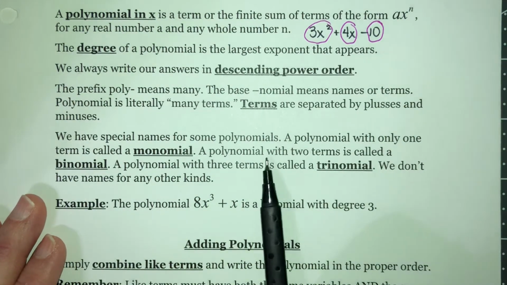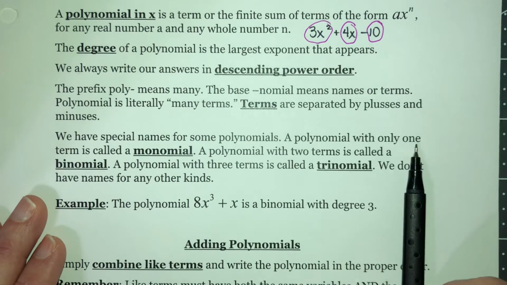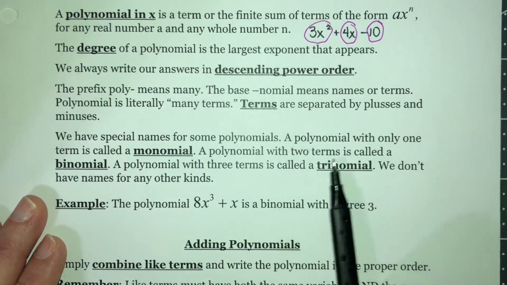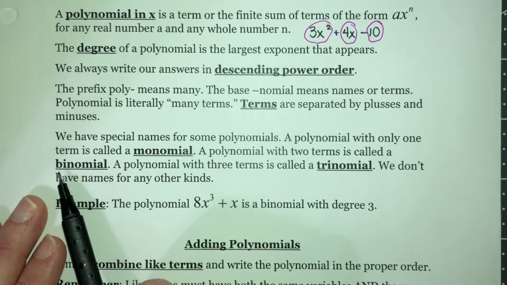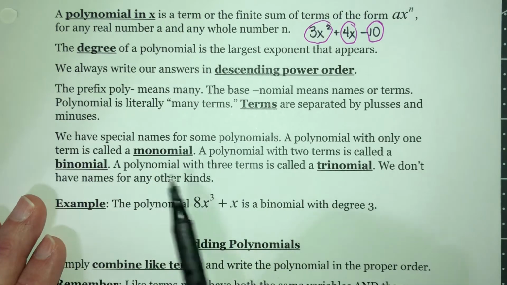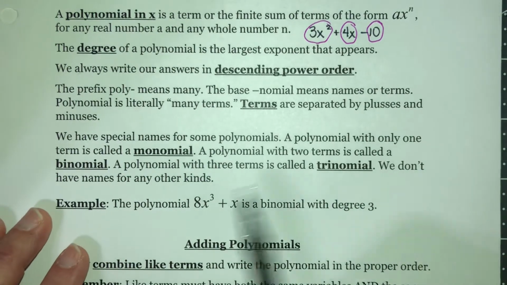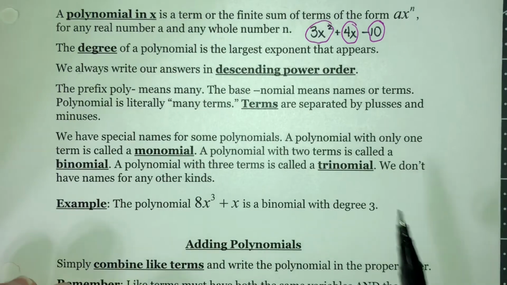We have special names for some of them. A polynomial with only one term is called a monomial. Mono is a prefix meaning one. A polynomial with 2 terms is called a binomial. Bi means 2. Bicycle has 2 wheels. A polynomial with 3 terms is called a trinomial. Tricycle, 3 wheels. Tri means 3. Triangle, 3 sides. We don't have special names of other kinds.